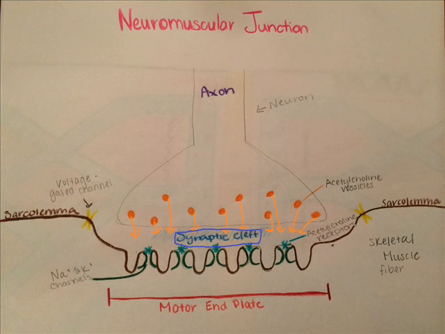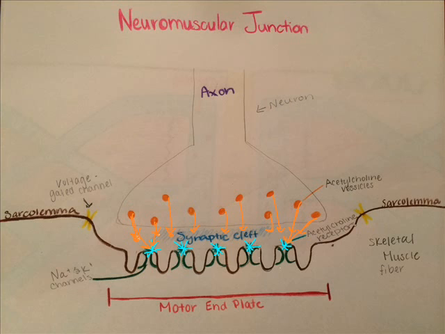The first thing that happens within the neuromuscular junction is excitation. During excitation, voltage-gated calcium channels are open, which stimulates exocytosis of acetylcholine vesicles. The vesicles are then released into the synaptic cleft, the blue area between the neuron and skeletal muscle fiber.